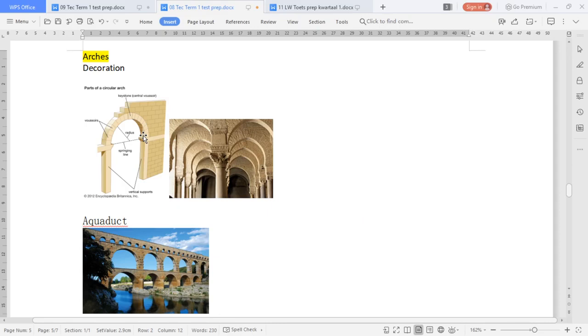So the first thing is just because it looks pretty. It's decoration. It looks nice. So many churches have arches because it looks nice. So it's decoration.